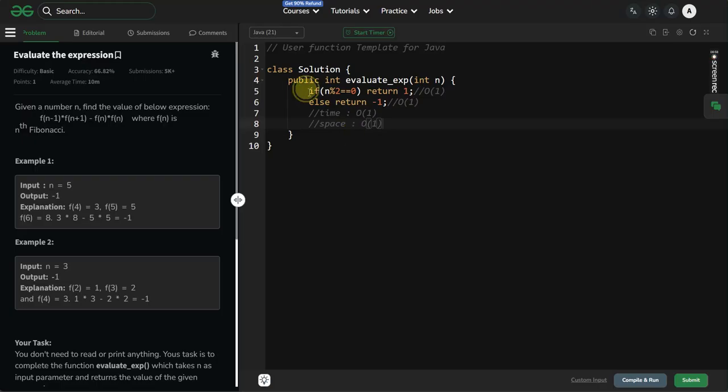So this question's logic is easy, but knowing there is an expression called Cassini's identity is what we need. If we know that expression, then we can simply write these two lines and complete this problem.